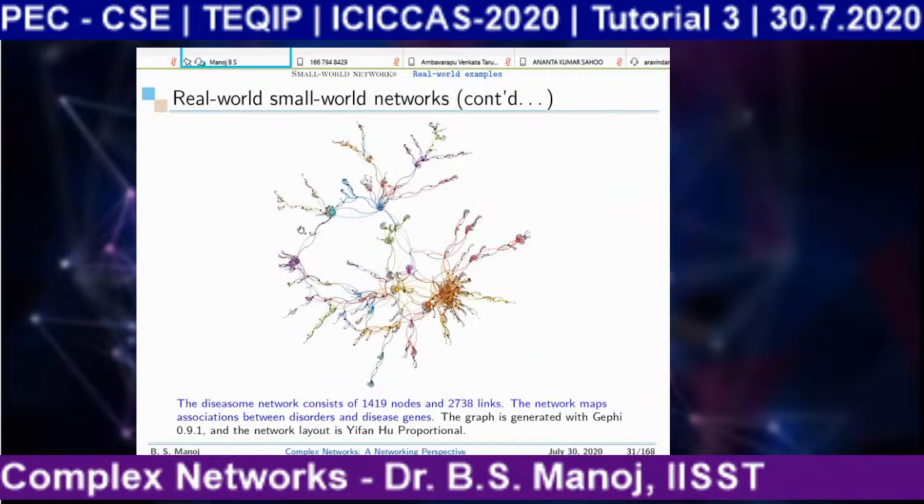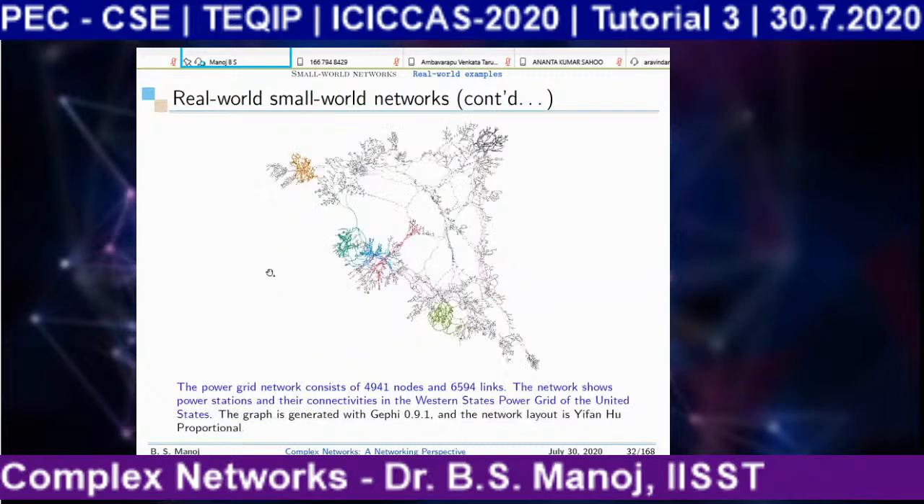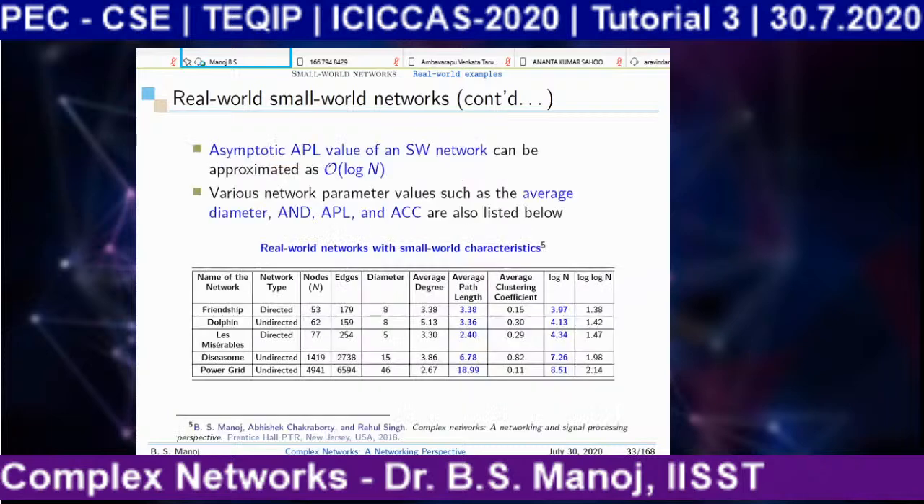This is a network of diseases and the corresponding genes, disorders of diseases and the corresponding genes. This has 1419 nodes and 2738 links. This is another example of a real world small world network. There are many such examples we can find in the real world that show the characteristics of a small world network.